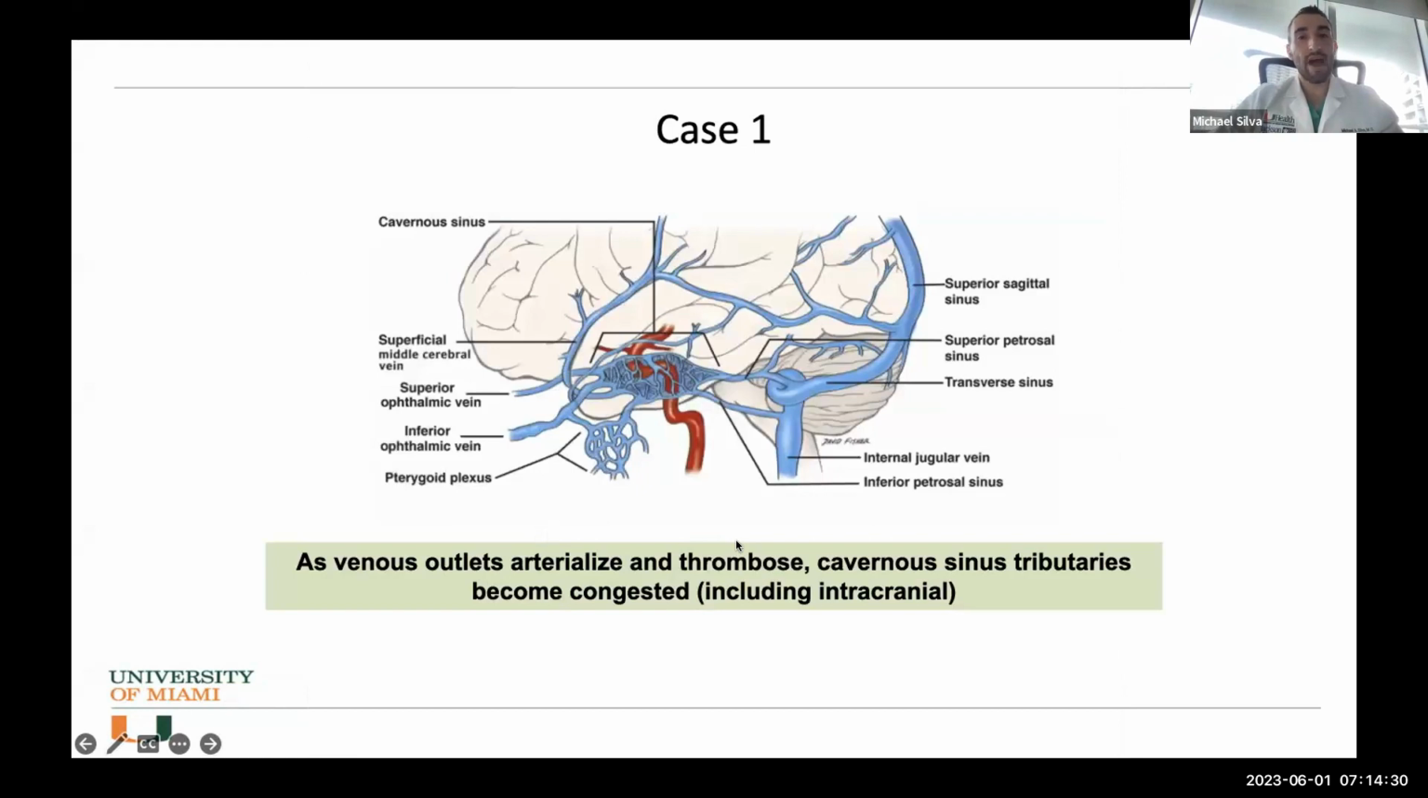So here's a schematic looking at the draining tributaries into the cavernous sinus as well as the outflow. And the interesting thing about the venous system is obviously it's very low pressure. When the cavernous sinus and the veins see arterial blood at arterial pressures, the natural response is to thrombose, arterialize, and slowly these draining veins out of the cavernous sinus can thrombose. And that is a vicious cycle because that just means there's less venous outflow and you get more pressure in the cavernous sinus and fewer places for it to go.